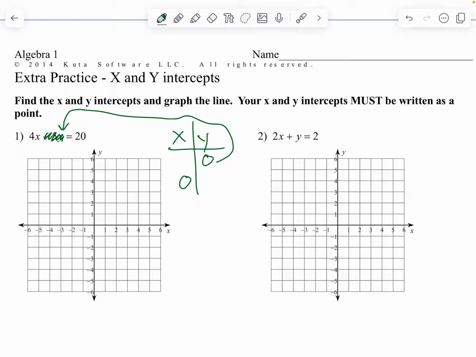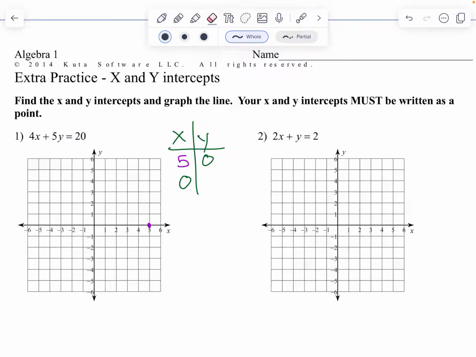4x equals 20 is really easy to solve in your head. 20 divided by 4 is 5. And so that means that the x-intercept is at 5. Notice the coordinates are (5, 0) right there. So that's one of the points on the graph. And as we talked about in class, you only need 2 points to determine a line. And so that's what we have. We've got 1 so far. We've got 1 more to go.